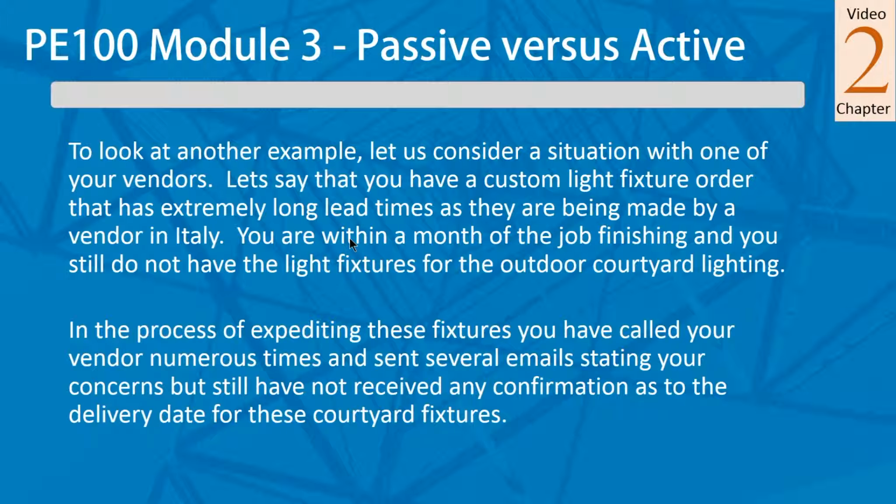So in the process of expediting these fixtures over the last 6 months, you've called your vendor numerous times and sent several emails stating your concerns, but you still haven't received any confirmation as to the delivery date for these courtyard fixtures. All you've received is the vendor says, yes, I talked to the manufacturer in Italy and he says this, and they're going to be on holiday next month, but as soon as they get out of holiday, your production is going to go in.